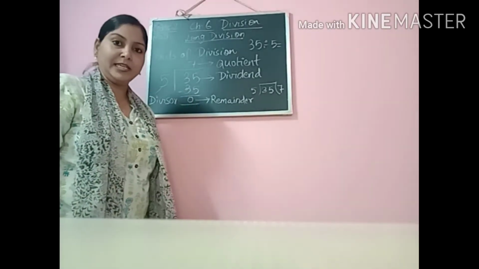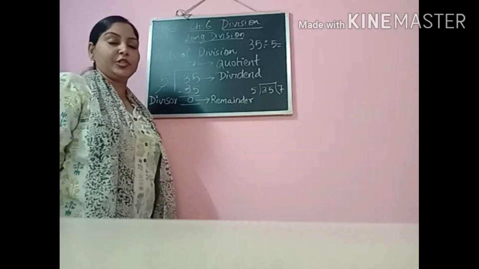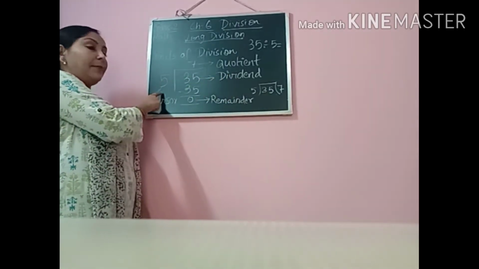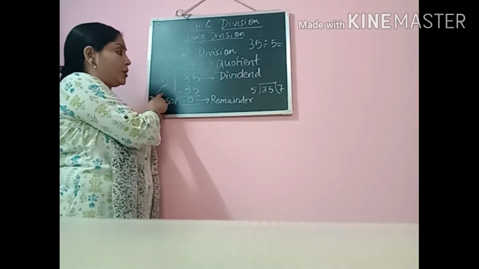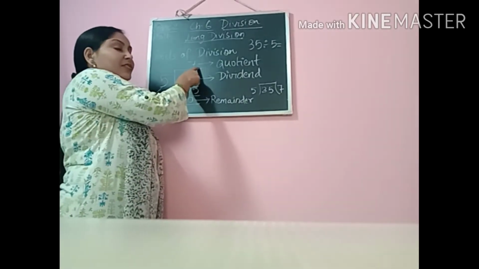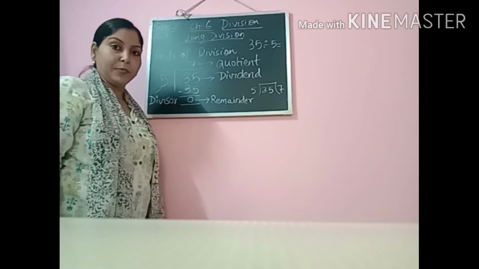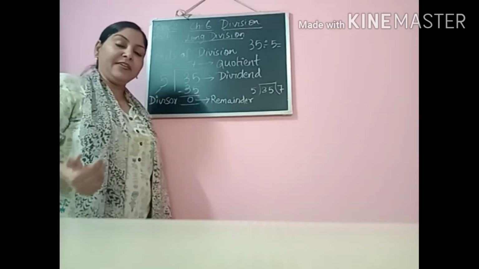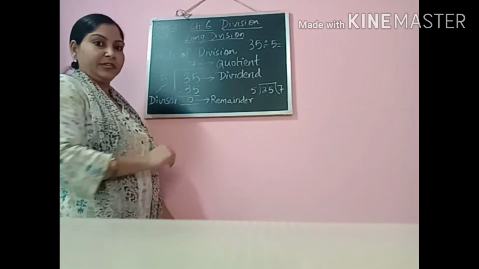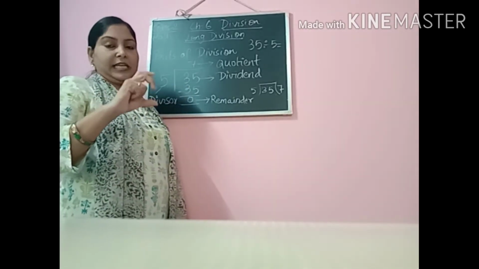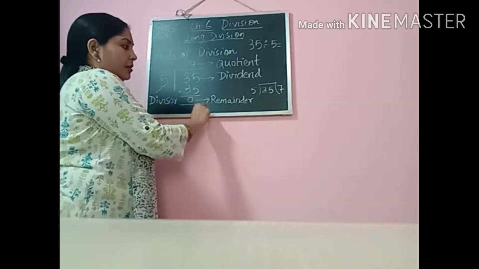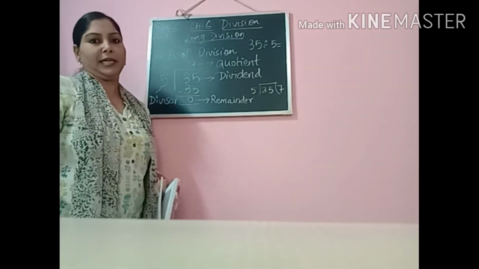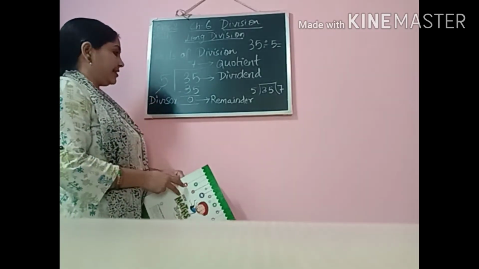So once again I am repeating all the 4 parts of division. The number which is to be divided is known as the dividend. The number by which we divide the dividend is known as the divisor. The answer which we get after dividing is known as the quotient. And finally, after subtraction we get the remainder. Remainder means whatever is left out. So these are the various parts.